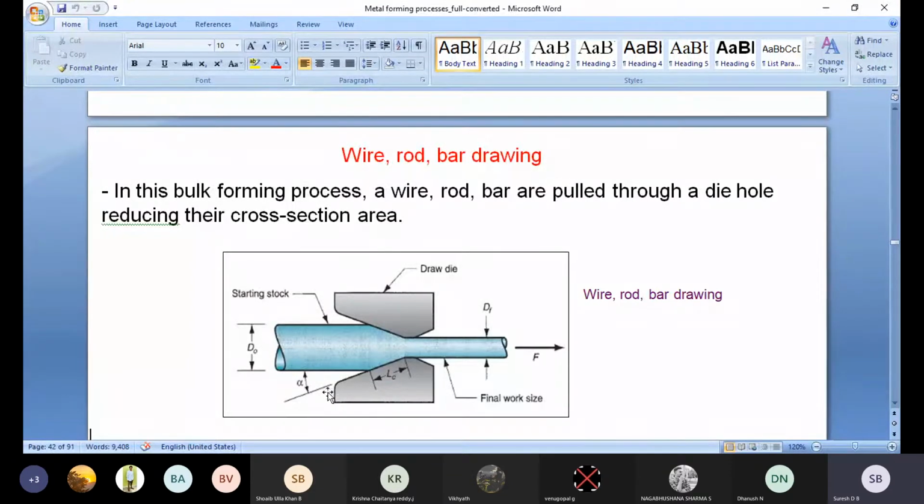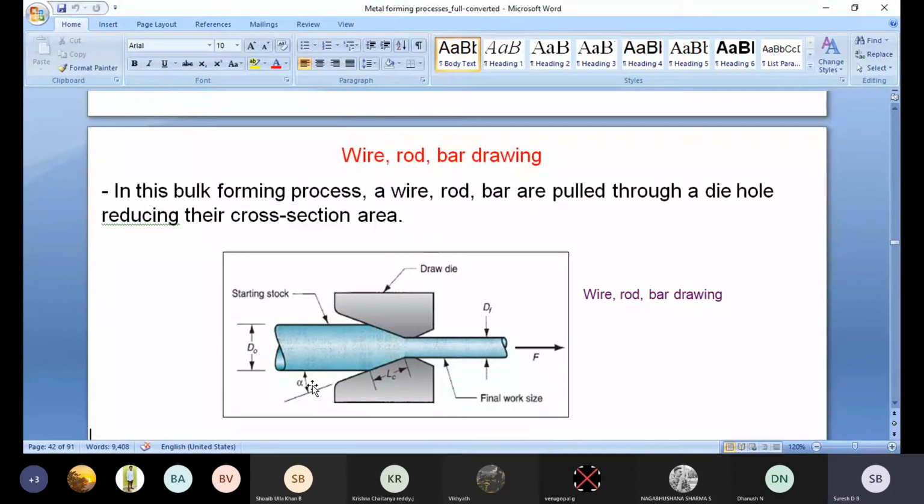Here, alpha is the taper angle or die angle. Along the horizontal axis, the die is inclined with respect to the workpiece material. This particular angle is called the taper angle or die angle. The die angle or taper angle is very important for manufacturing any component by using the drawing process.